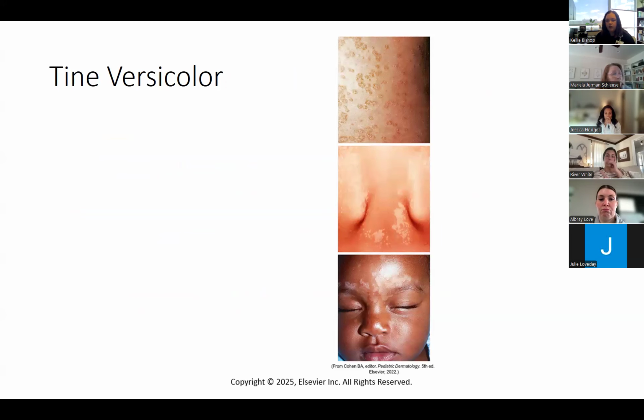So this is what it looks like in different skin tones. The top one is clearly fungal. You can tell that that's fungal, but usually what versicolor will look like is the second two pictures. So in the lighter skin, it's more of that hypopigmentation, and then in darker skin, it's areas of hyperpigmentation.